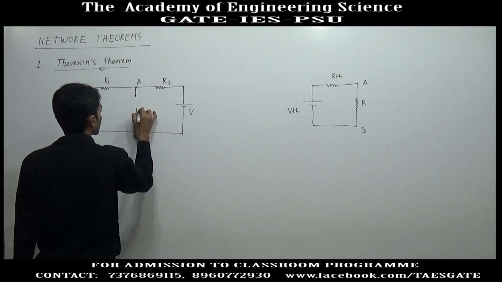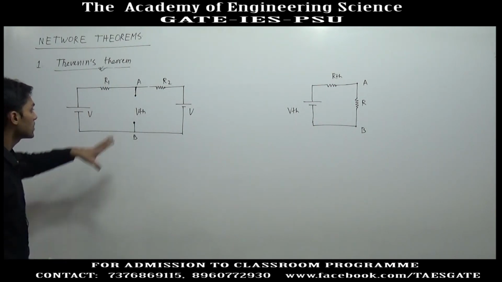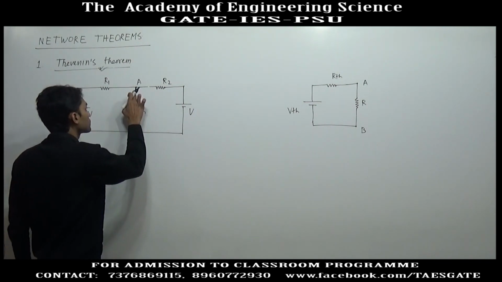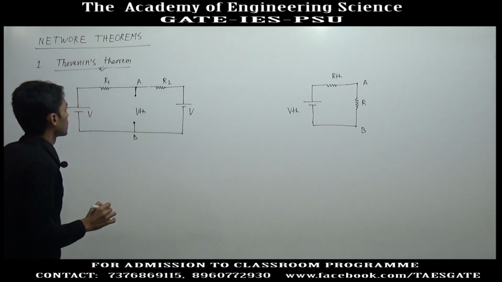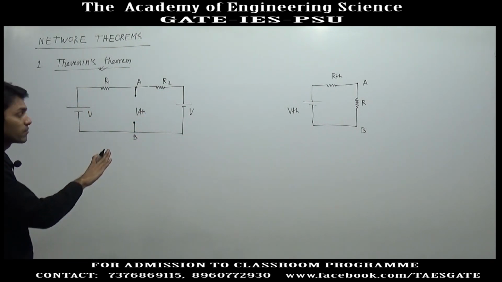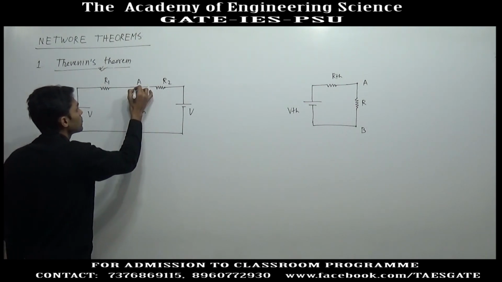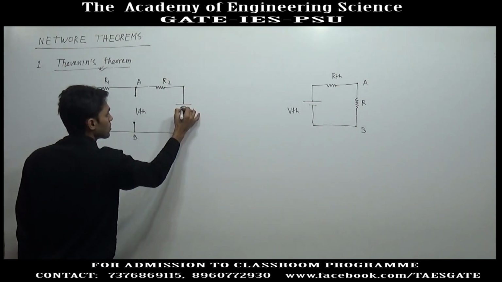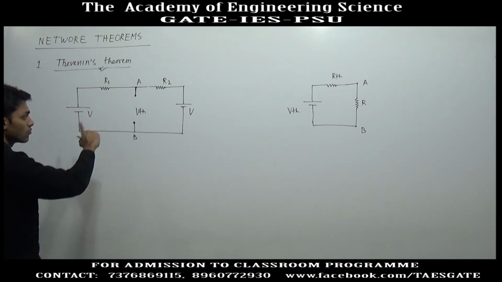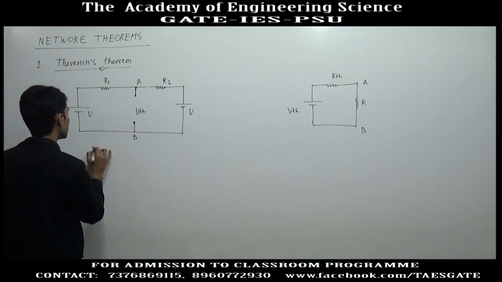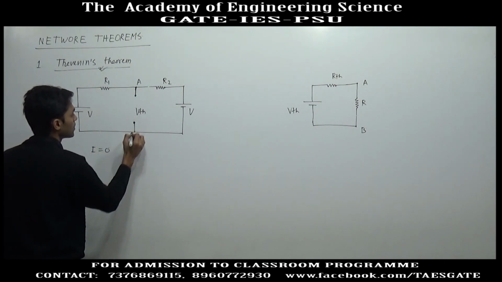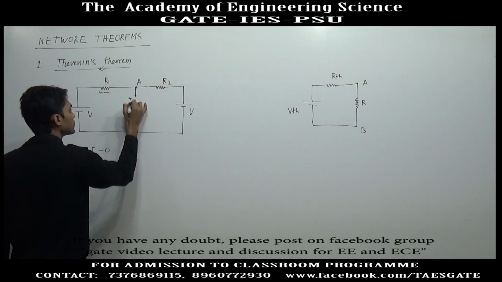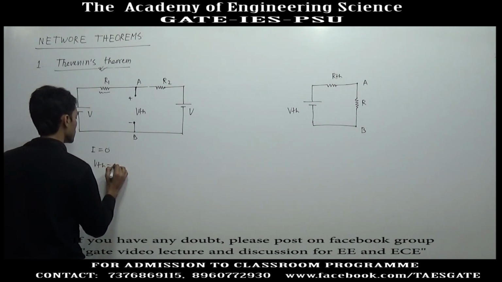This is VTH. Now I told you that we have to find out open circuit voltage across this terminal. So we will open circuit it and we will run the remaining circuit. Now if you run the remaining circuit, this voltage source, the two resistances and this voltage source all are connected in series, and both the voltage sources have same value. So I is equal to 0. If there is no current, there will be no voltage drop across this resistance. So VTH is equal to V.